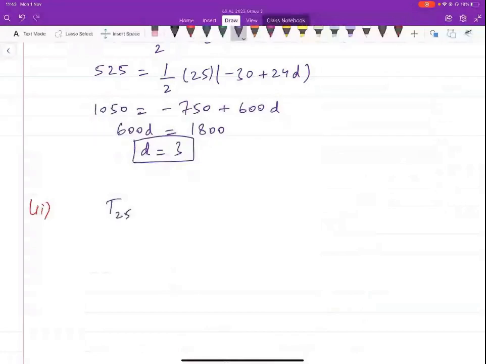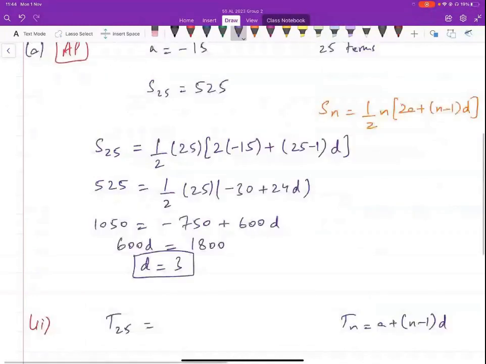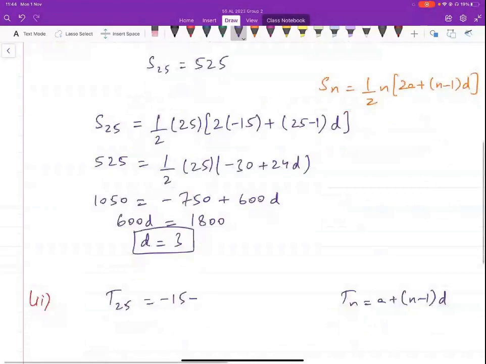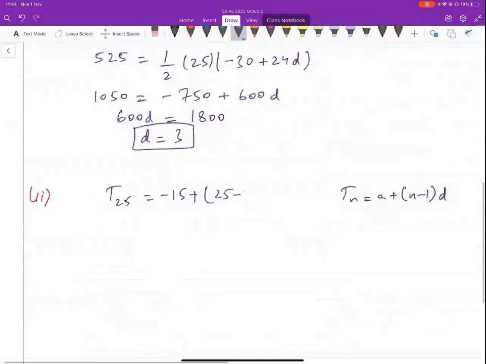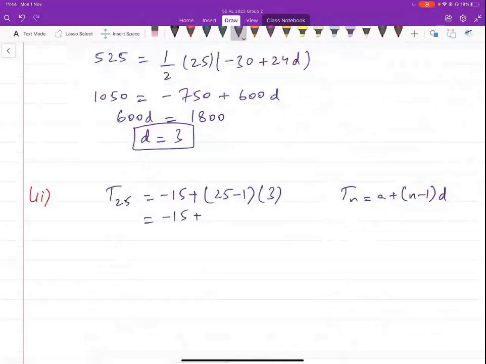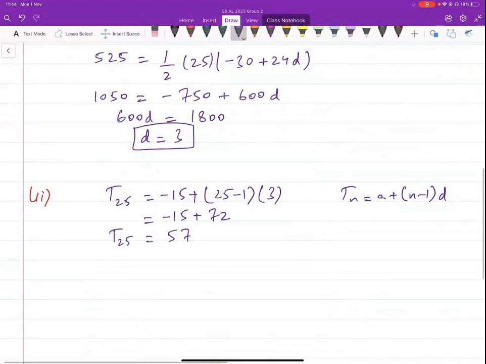Term 25 चाहिए. The term formula is Tn equals a plus n minus 1 times the difference. A is given. A was minus 15 plus n minus 1. So that's 25 minus 1 times the difference. The difference is 3. And that gives us minus 15 plus 24 into 3, which is 72. And that turns out to be 57. So the 25th term is 57. Okay, just input values in the term formula and you get that.